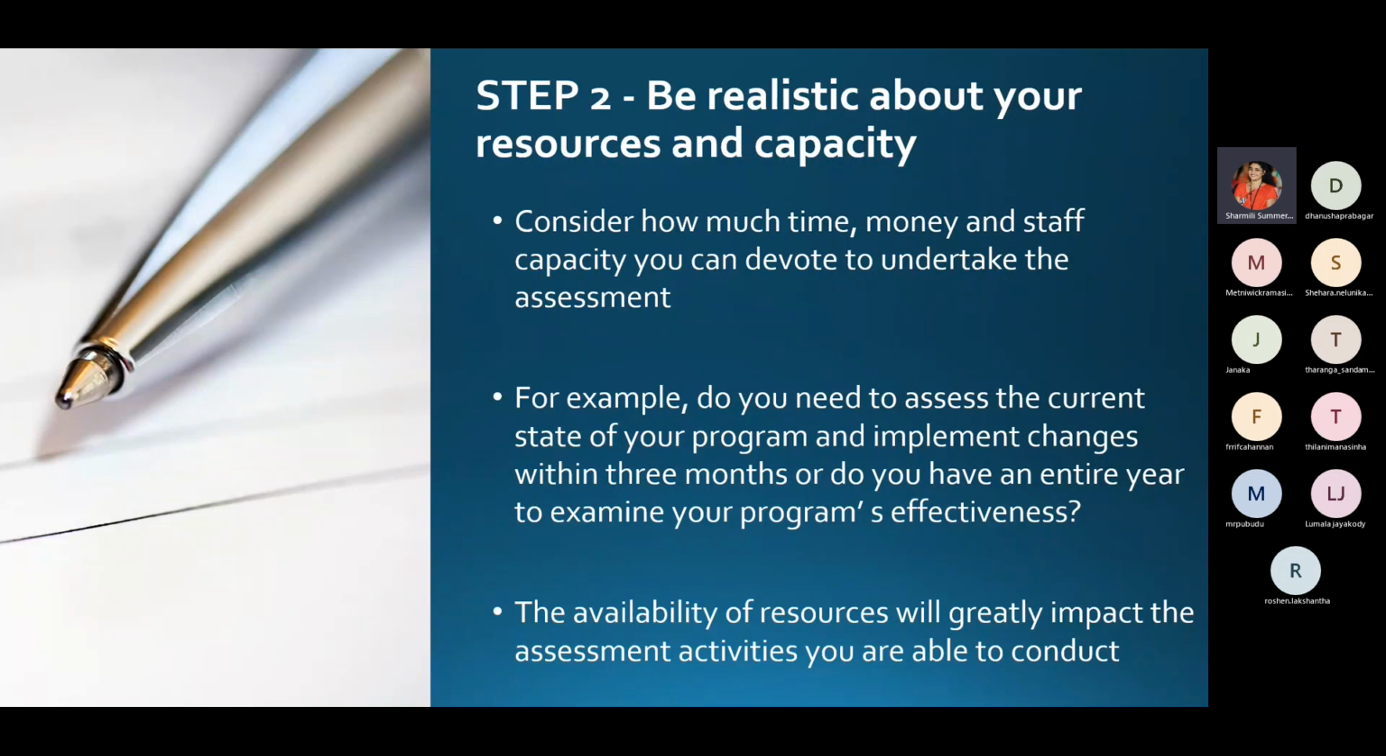Consider how much time, money, and staff capacity you can devote to undertake the assessment, right? For example, if you are going to do a very large survey, sometimes we do a community survey. A community survey cannot be undertaken by only one person. So we create team members, and each job is allocated to each person. Say we are going to check obesity, that means overweight, and how increased weight changes with age among the community. If you are going to take a community, a lot of people will come, and it is not possible to conduct it by one person.